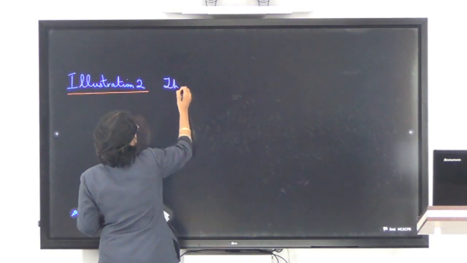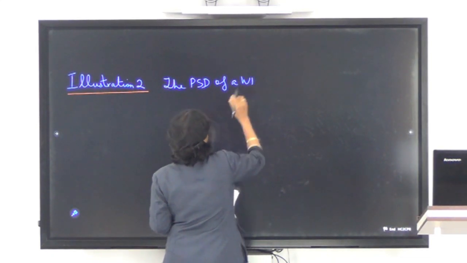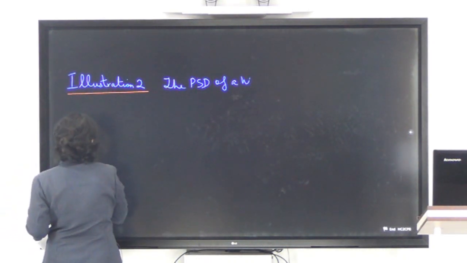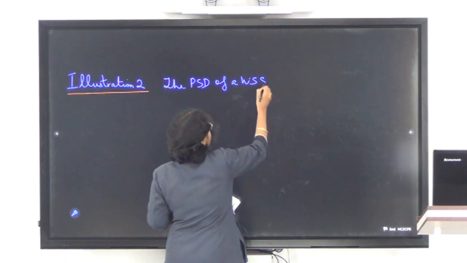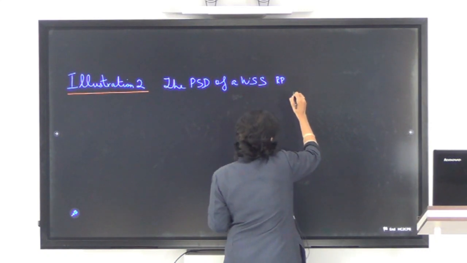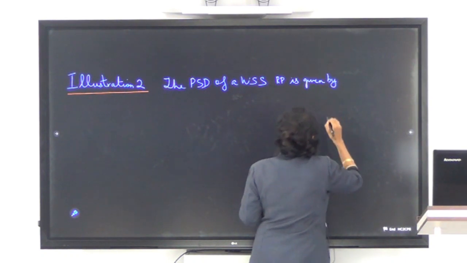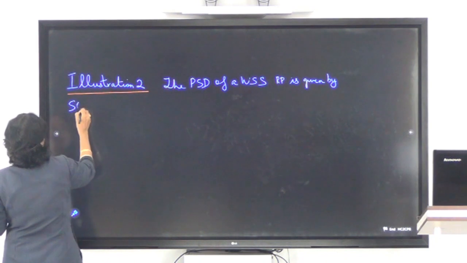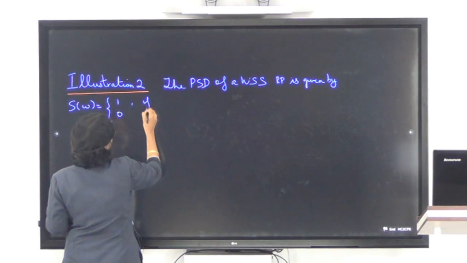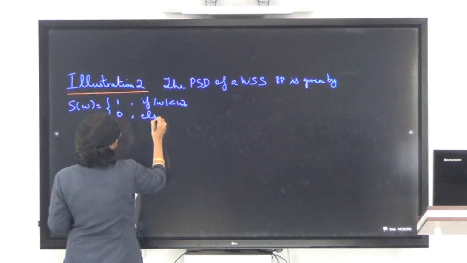The power spectral density function PSD of a WSS random process is given by S of omega equal to 1 when mod omega is less than omega naught, 0 elsewhere.